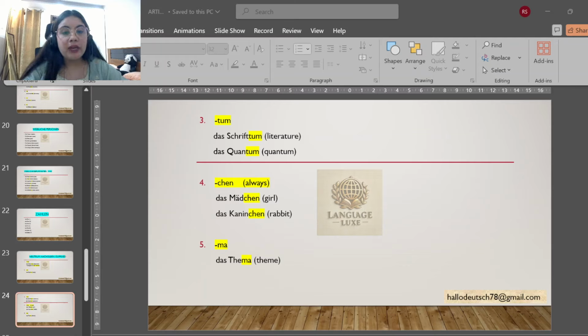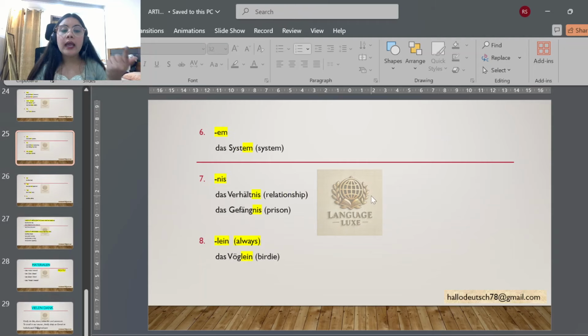Das Mädchen. Mädchen is a girl. So, in only this case, girl, which is feminine in nature, will be considered as das, as Neutrum. Why? Because of the ending -chen. Das Mädchen, girl. Das Kaninchen. Kaninchen is rabbit. Because -chen is coming in the end, it will be das, Neutrum. Then comes -ma, M-A. Das Thema. Thema is theme. So, if you have das Thema, -ma, that would be Neutrum in nature.